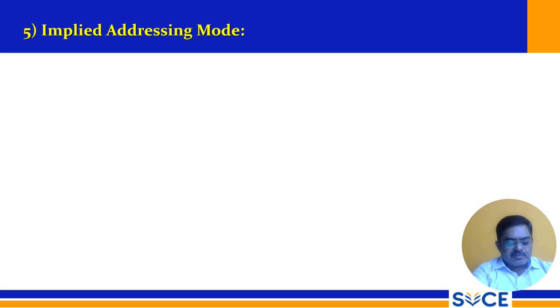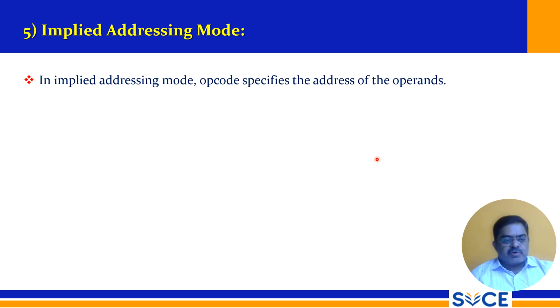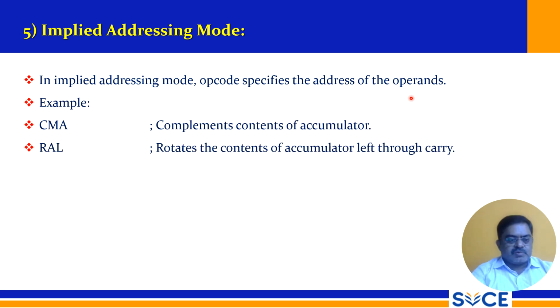Implied addressing mode is the last one. This implied addressing mode is not there in the 8051 microcontroller. The earlier four are all present in the 8051 microcontroller. In implied addressing mode, the opcode specifies the address of the operands. Here CMA complements the contents of the accumulator. Whatever content is there in the accumulator will be complemented. That is the complement operation.